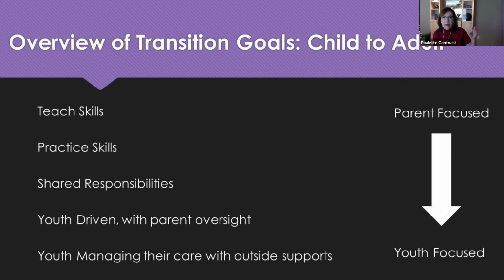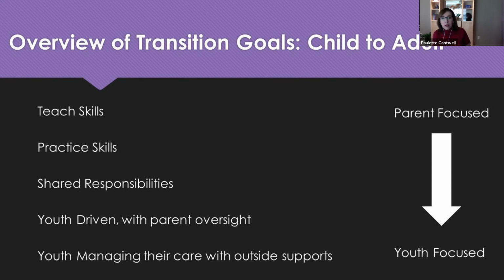The second step, practicing skills, is partnering with parents and the youth. It allows for reinforcement and confidence building. Parents are able to observe their teen using the skills that were taught. This also increases the confidence that the parents have for their children.